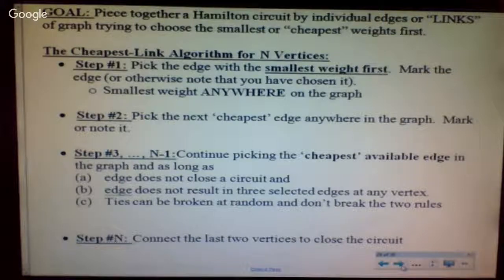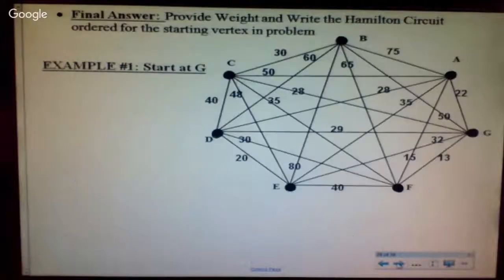Okay. Things you cannot do. You cannot close a circuit. Do not close a circuit. You also do not want more than 2 lines coming out of any dot. And if you have ties, if you have 2 lines with the same number, you can pick and choose all you want. Okay. So, what I mean by that, here we go.